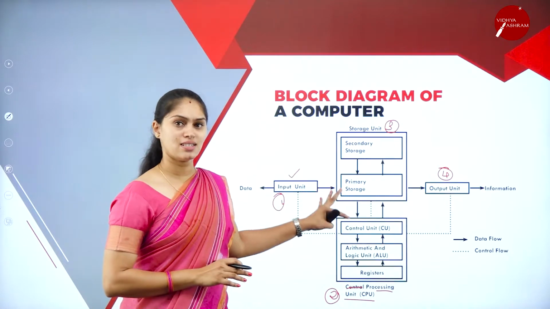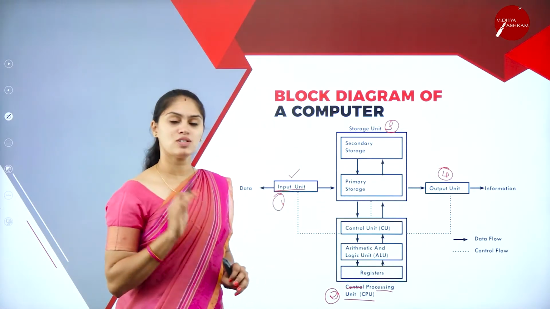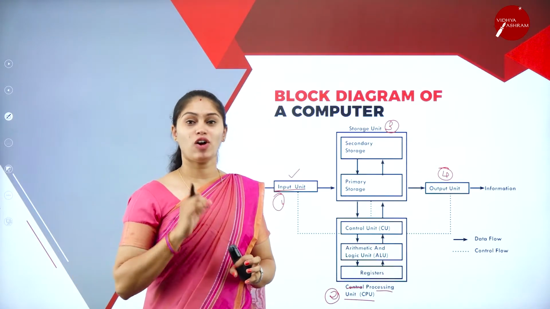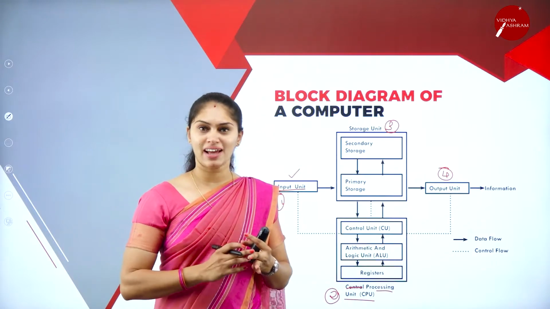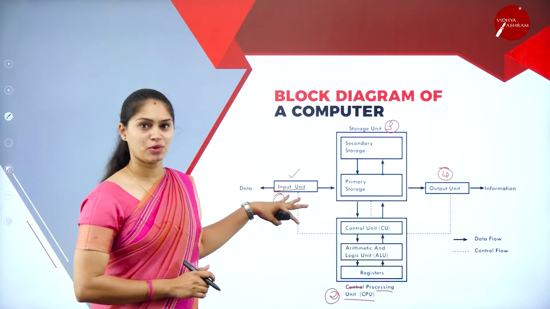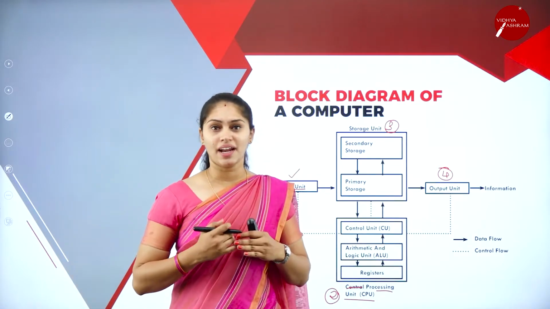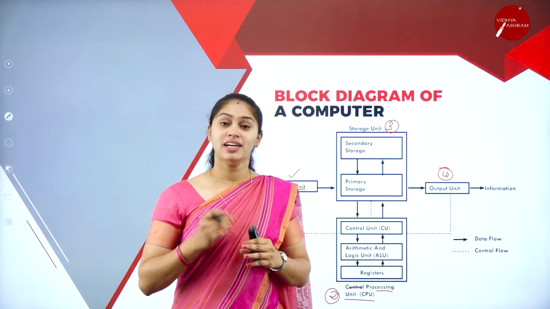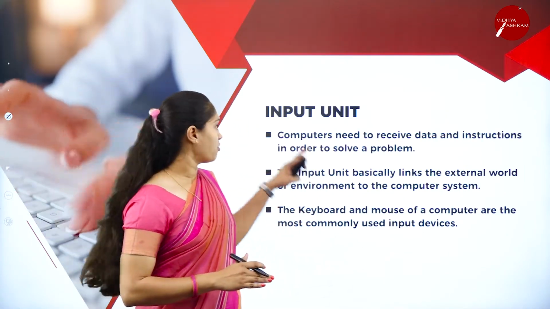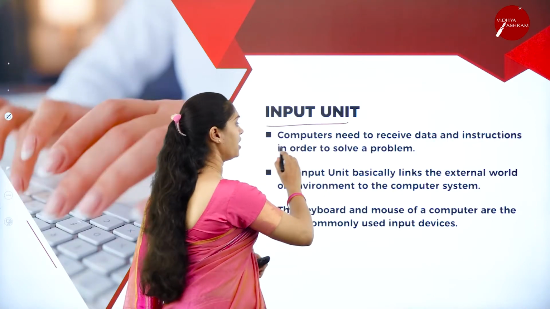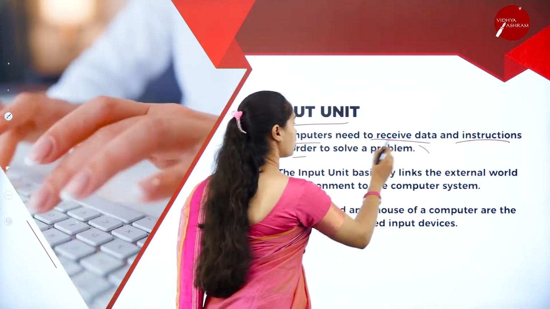If you look into this block diagram of a computer system, here I have an input unit. This input unit is a combination of one or more input devices. I can take keyboard, mouse, and scanner as examples of input units. What is the usage of this input unit? It will accept the data and program from the user. It will connect the external world to the computer system. When it comes to the input unit, the computer needs to receive the data and instructions in order to solve a problem.